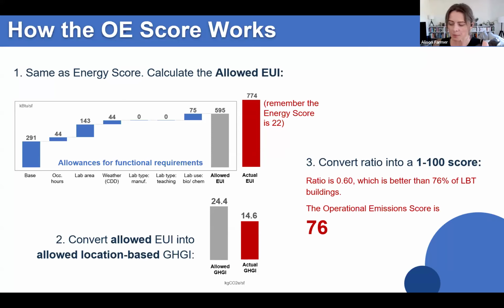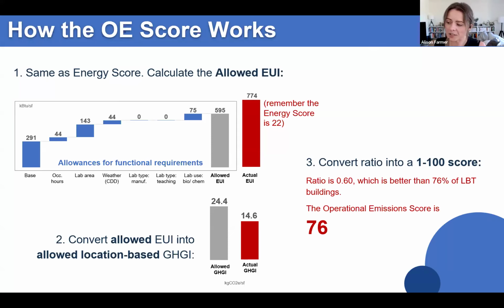That factor was calculated based on what's typical for the buildings in the database. So once we have that allowed greenhouse gas intensity, we then compare the actual greenhouse gas intensity to the allowed. We get a new ratio, which in this case is 0.6, which is pretty good. That's better than 76% of buildings in the database. And so the operational emission score for that building is 76. So the building ends up with a pair of scores, energy score of 22, not very good, operational emission score of 76, pretty good.